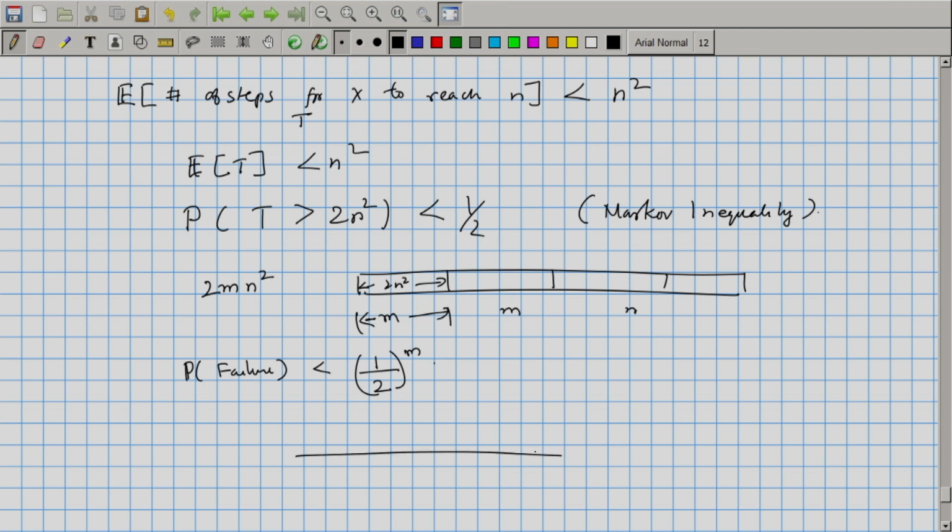So, that concludes the 2-SAT algorithm and its analysis.